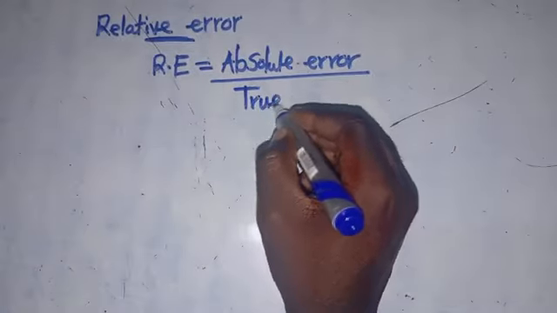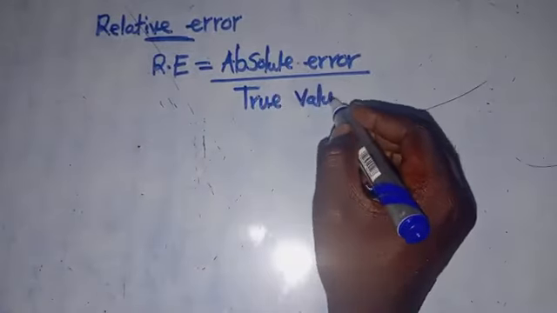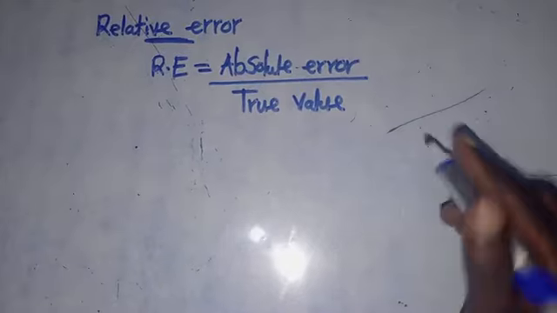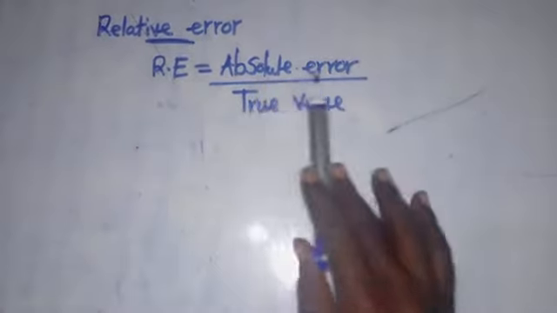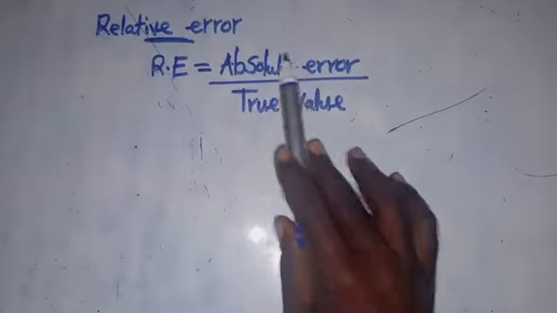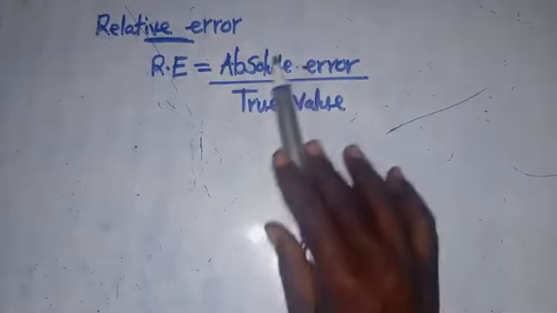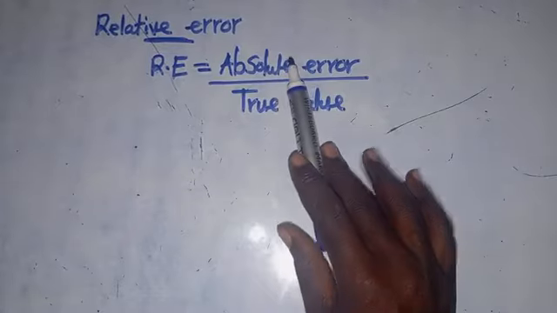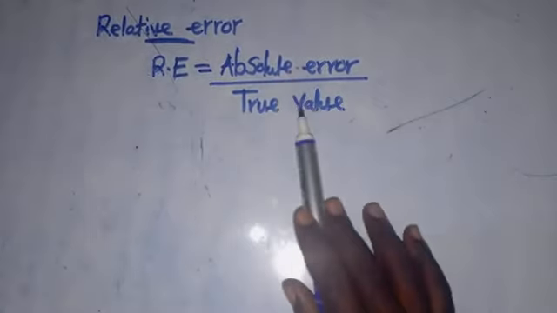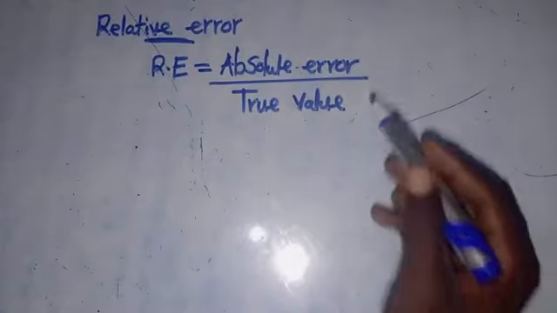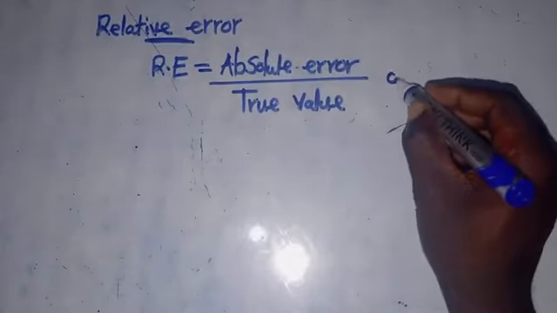Value. So this is a formula that you need to get. I remember teaching you how to find the absolute error. On this one, I guess no one is having challenges on this particular part, and how to find the true value. The true value is already given in the question.